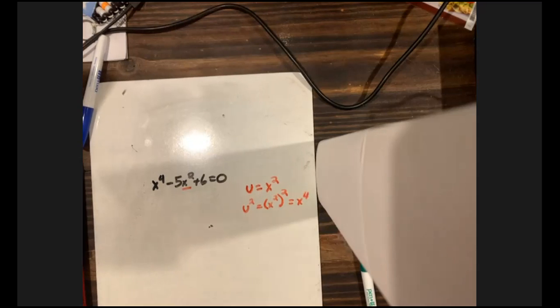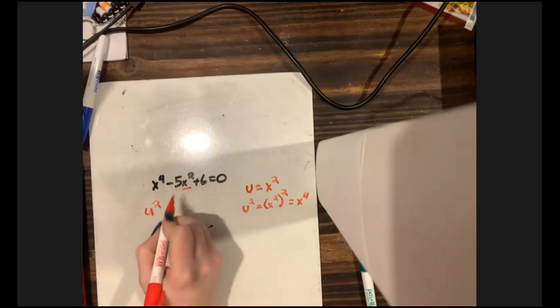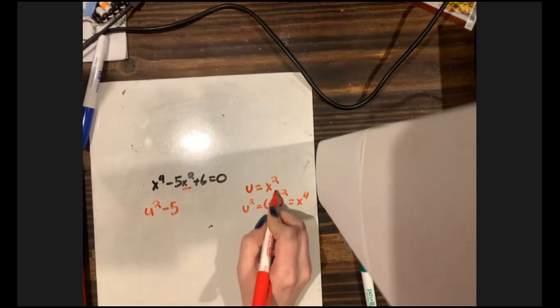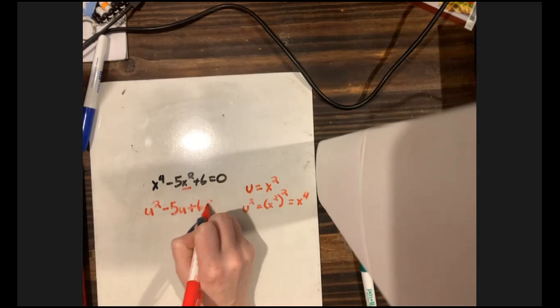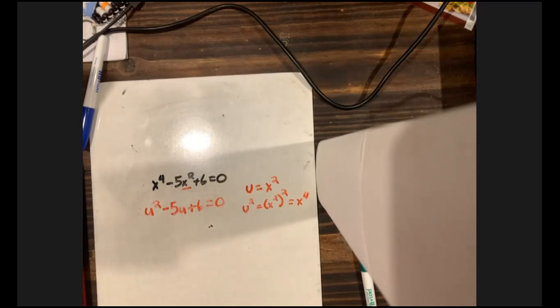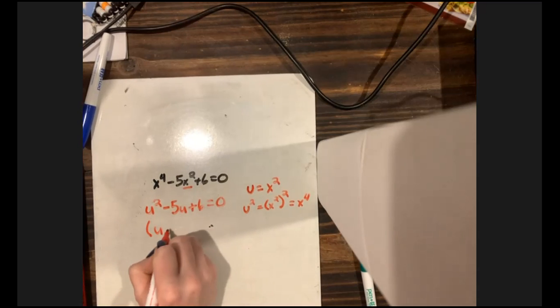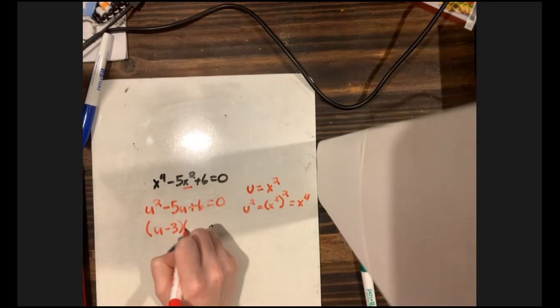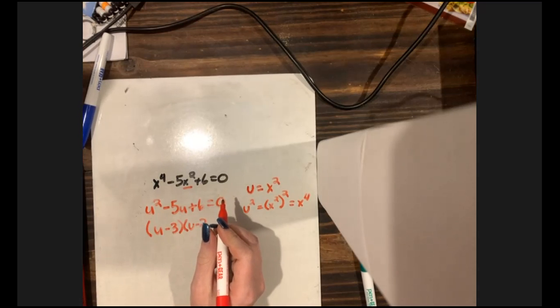So now I'm going to do my trade. I'm going to change out for what I've got. So I've got x to the fourth is u squared. So I've got u squared minus 5, and then x squared was just the letter u, plus 6 equals 0. So now this does look very much like a traditional quadratic. We can solve using any of our methods. This one will factor. So I've got u minus 3 and u minus 2 for my values here.